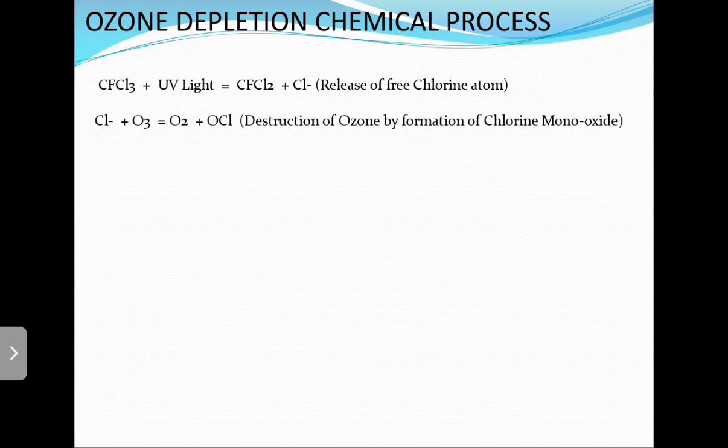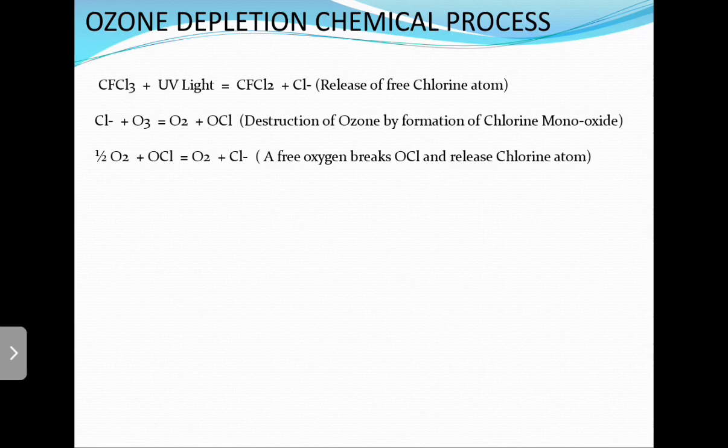And you know, this chlorine monoxide is again highly unstable, because it reacts again with oxygen, and forms an oxygen molecule again, and one chlorine atom is again released. This chlorine atom again reacts with the ozone to form an oxygen molecule and chlorine monoxide.